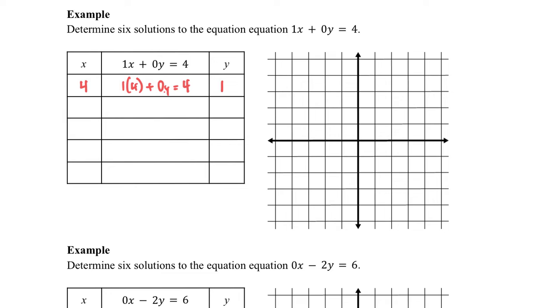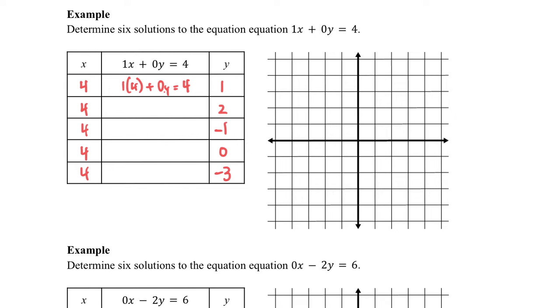Okay, well, what if I change, don't write this part down because you're going to end up erasing it, but a little foreshadowing. What if I put in like 3 for x? If I put in 3 for x, 1 times 3 is 3, plus 0, doesn't matter what I put in for y. Am I ever going to get 4? I'm never going to get 4, so this actually doesn't work. Turns out that the x value always needs to be 4. And it doesn't matter what I put in for y.